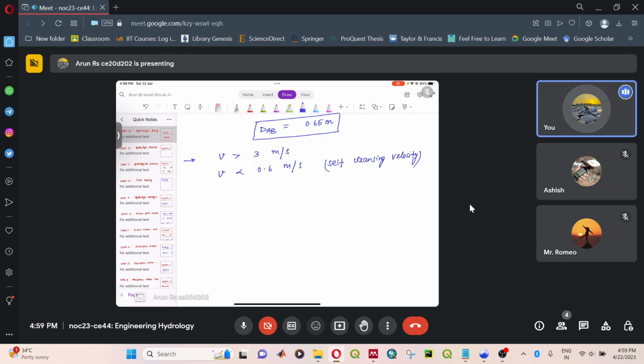If it is exceeding, we might have to change either the slope of the drain, or we might have to make some dimension changes. That will come with respect to the site constraints. So this is with respect to the rational method. If you have any doubt, you can ask me.